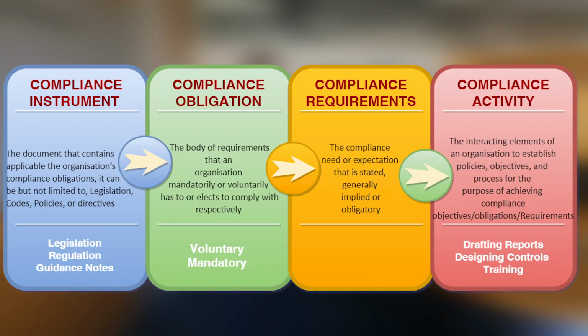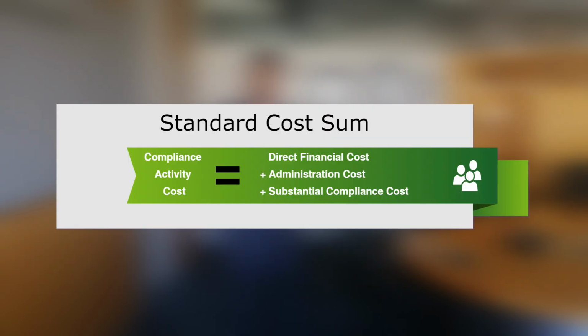For ease of reference, a legal universe is made up of an organization's compliance instruments, such as your legislation, policy, directives, and regulations. These compliance instruments are made up of compliance obligations and requirements, all of which contain compliance activities. A simple summary description of the cost model is the sum of the cost of compliance activities for each compliance instrument, thus giving you the total cost of compliance for that particular instrument. Compliance activity costs are made up of direct financial costs, administrative costs, and substantive costs.